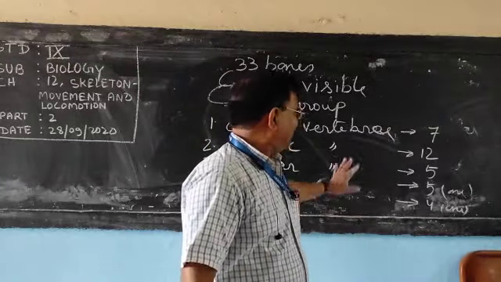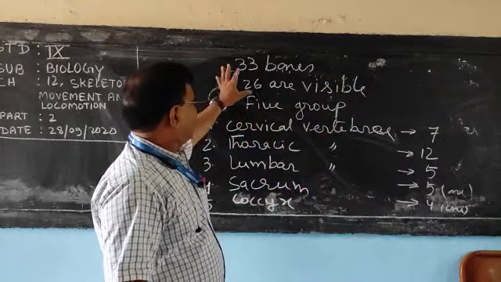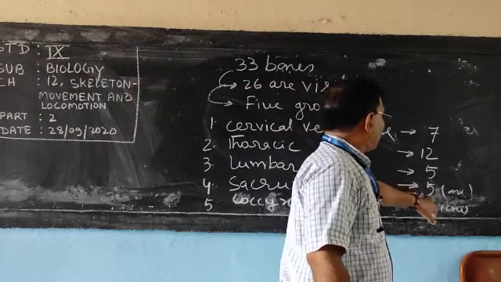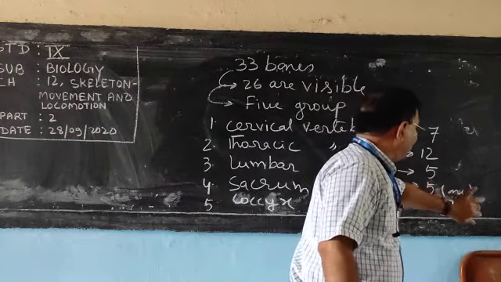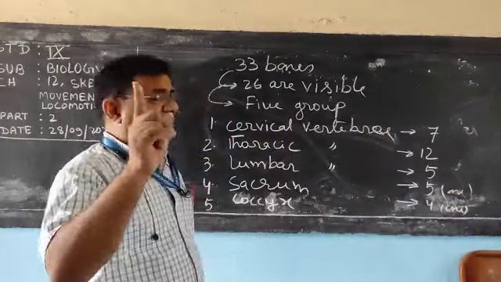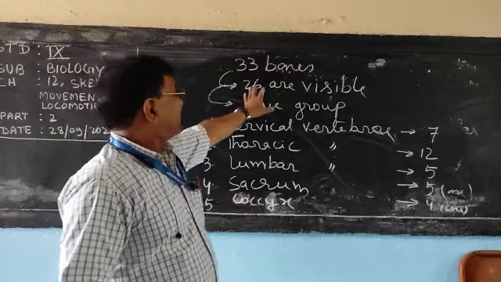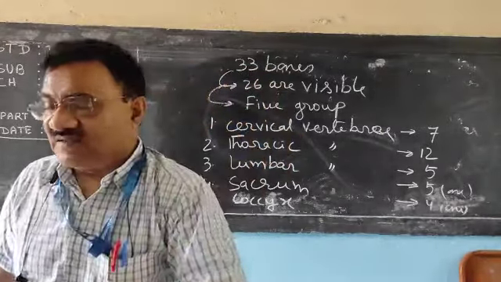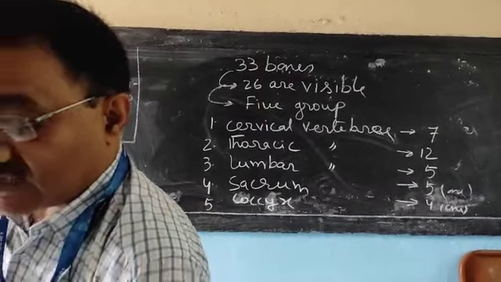So dear children, we have understood about the 33 bones, and the 5 bones of the sacrum fuse to form 1 bone, and the 4 bones of the coccyx fuse to form 1 bone. 26 are visible, and there are 33 bones. That part is very clear.